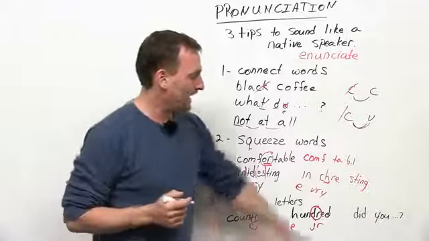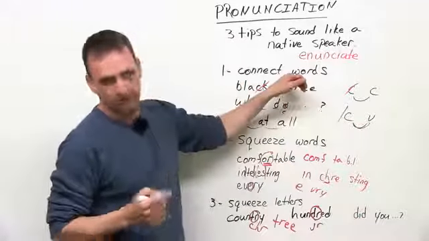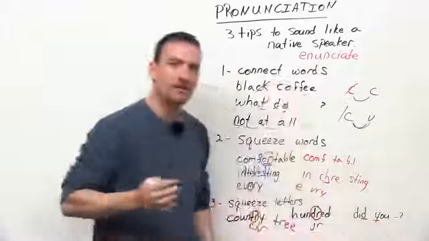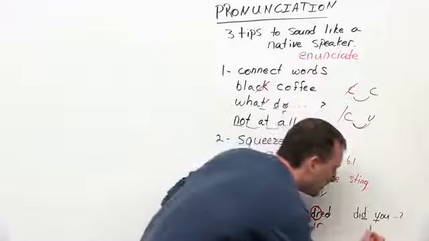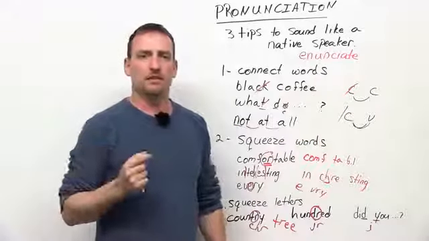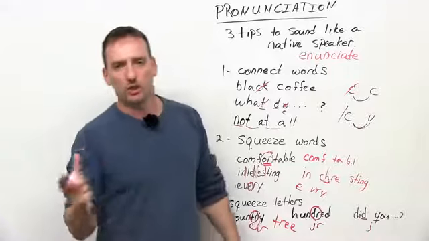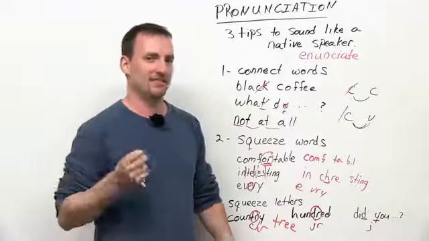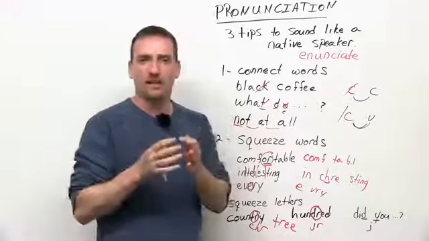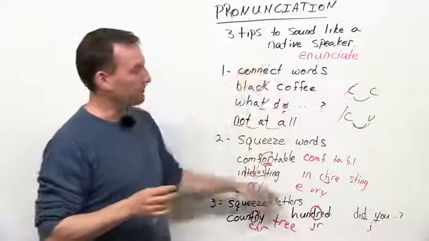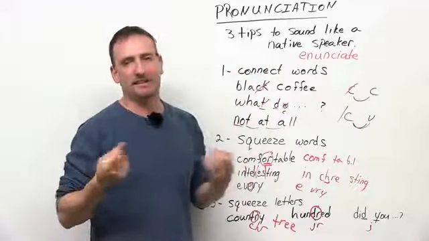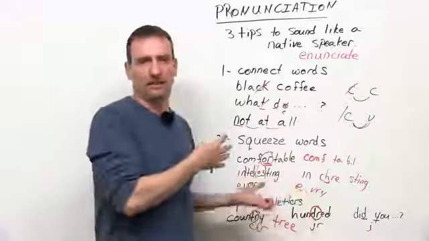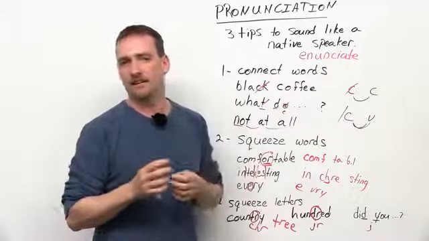Now, this goes with the first idea when you're connecting words, but when you're connecting words and you have a D and a Y together, it becomes like a J sound. Did you? Did you? Did you do it? Did you do what I asked? Did you? Okay, so we say it like that. Very quick, very mixed, and you have to practice these because it's just more a habit than anything else. Native speakers, we don't think about doing these things. It just rolls off the tongue just like that, okay?